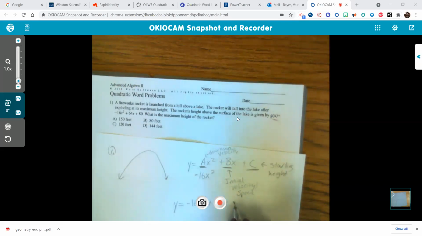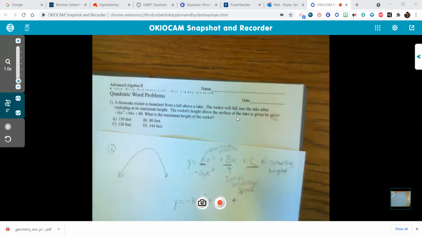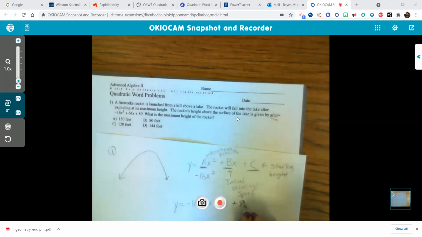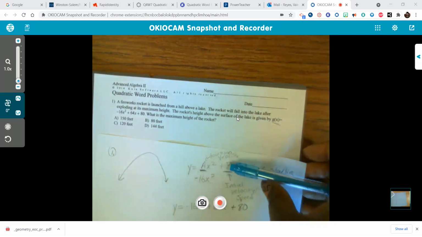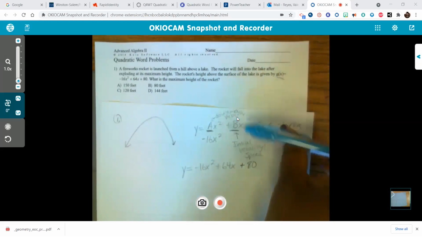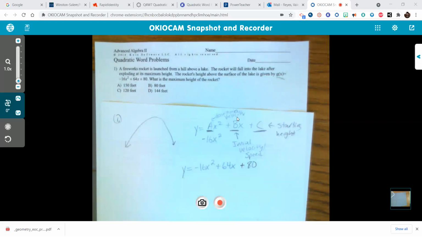And then we have plus the initial height that the rocket left from, which was 80 feet. And again, feet, because y is feet. The height is feet. So this is my initial height. It's 80 feet from the ground. Okay, any questions about what any of these numbers mean? Yes, baby. Sure. Okay, downward velocity, initial speed, initial height.